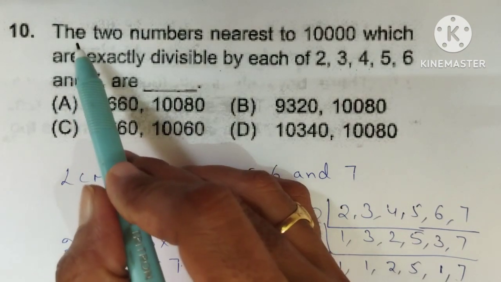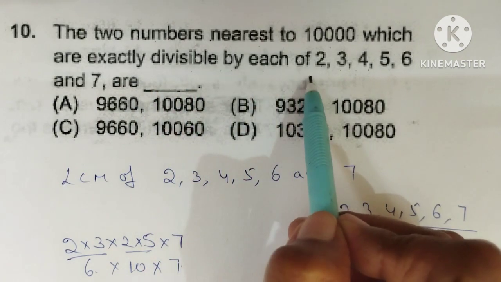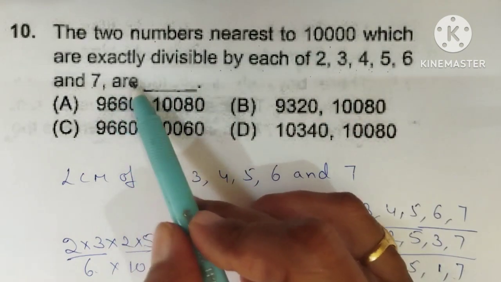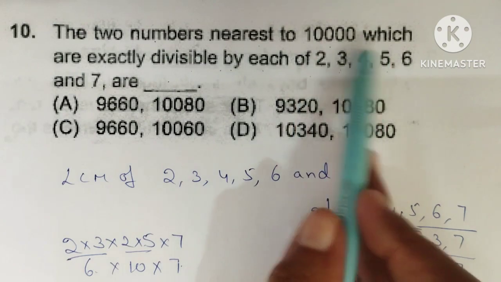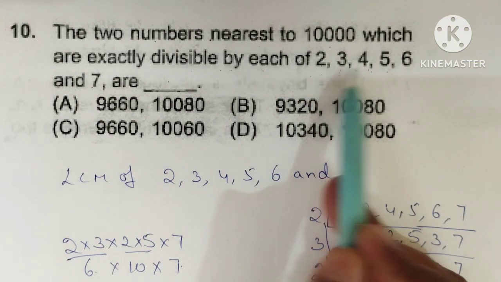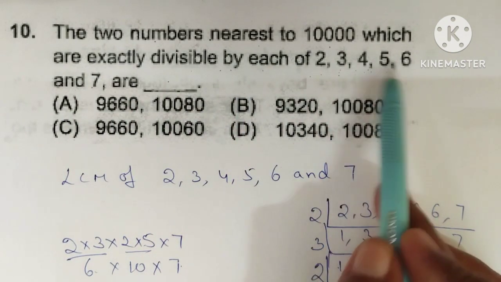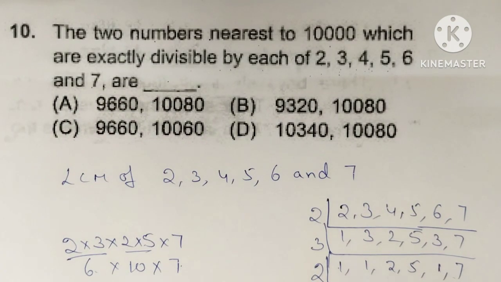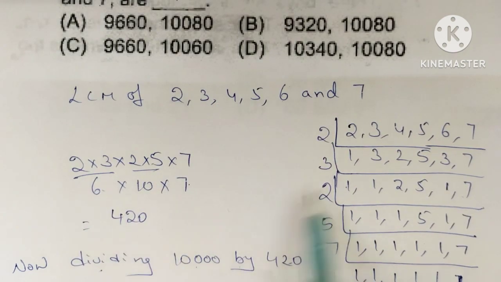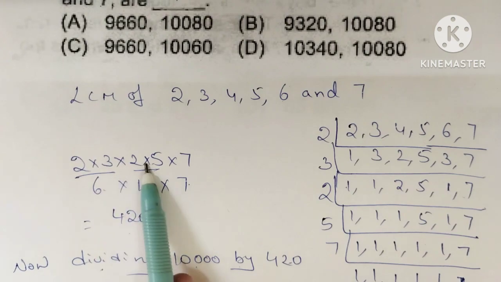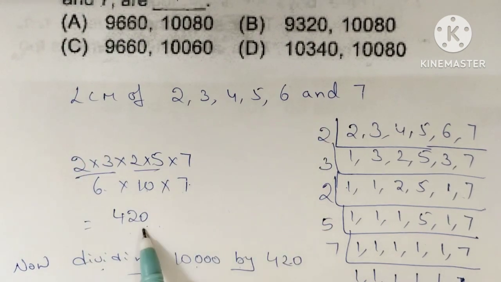10th question. The two numbers nearest to 10,000 which are exactly divisible by 2, 3, 4, 5, 6 and 7 are. Here we have to find the two numbers nearest to 10,000 which are exactly divisible by the 2 table, 3 table, 4 table, 5 table, 6 table and 7 table. First of all, we have to find the LCM of these numbers. The LCM of 2, 3, 4, 5, 6 and 7 is 420. 2 3s are 6, 2 5s are 10 and 7, 6 10s are 60, 60 7s are 420. Now the LCM is 420.